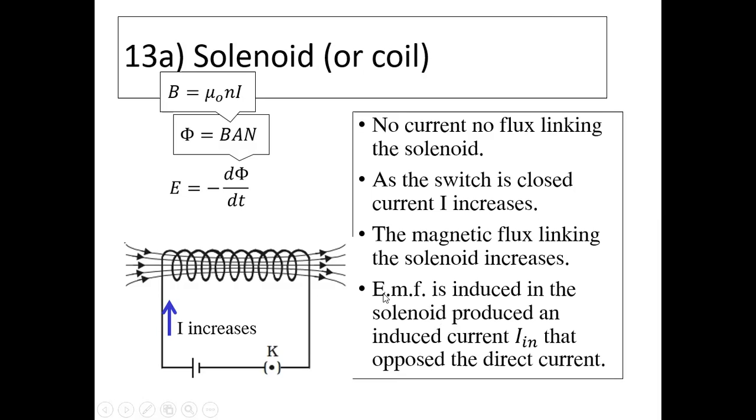If there is an EMF, then it must produce an induced current. And that induced current opposes the direct current. That's the reason why the current takes a long time to rise up. Because there's an opposing current called the induced current. It opposes. This is a direct current, this is opposing current.